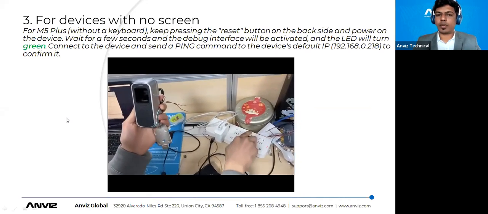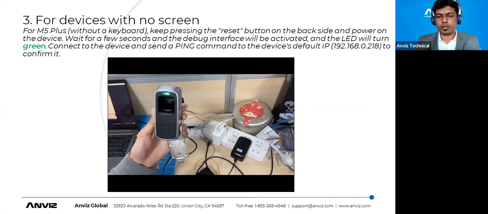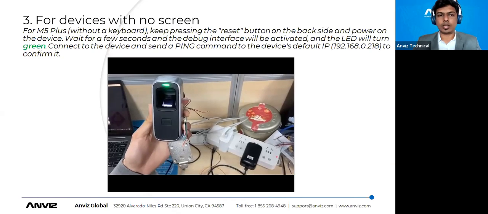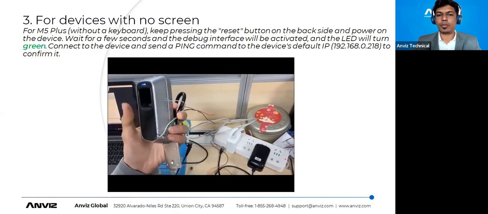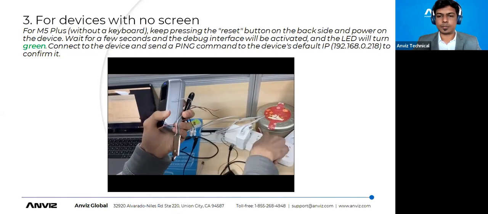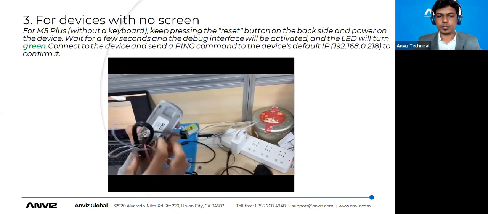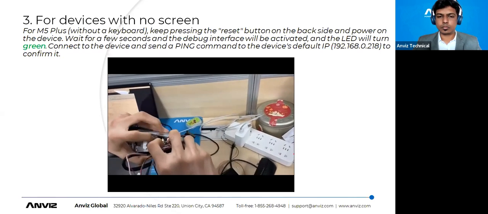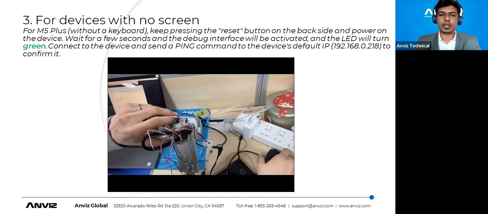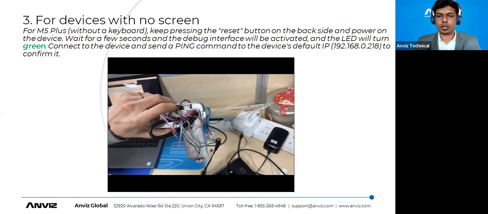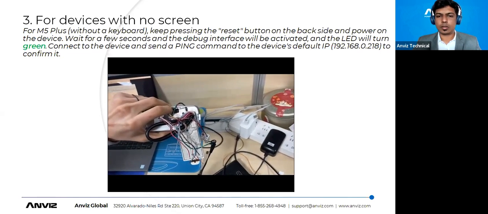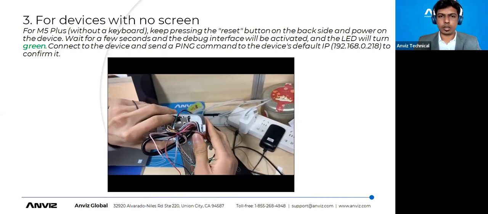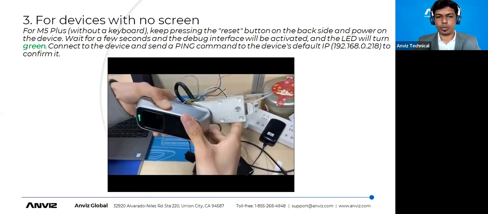If devices have no display or screen and not even a keyboard, then you can use a reset button. Some of the devices like M5 Plus will support debug mode using a reset button. You just keep pressing the reset button and power on the device. Once the LED turns green, you can confirm the device is in debug mode.